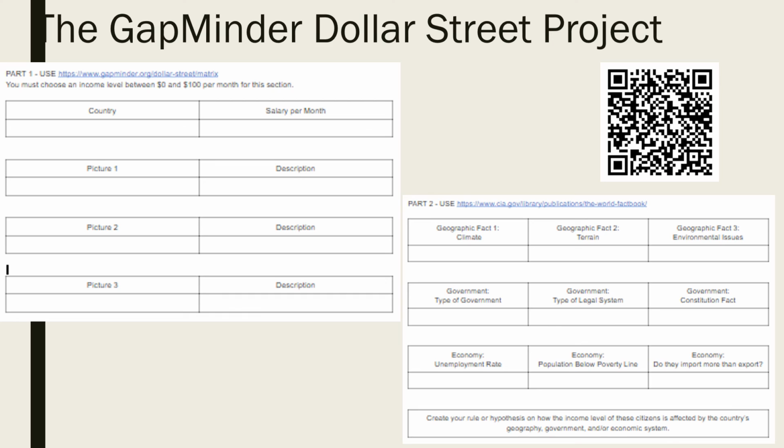So, for example, this can be fairly straightforward. This is a graphic organizer created by a teacher in Kannapolis to use with the Gapminder Dollar Street project. And what you see here is he created a chart to guide his students through using that database for particular learning outcomes.